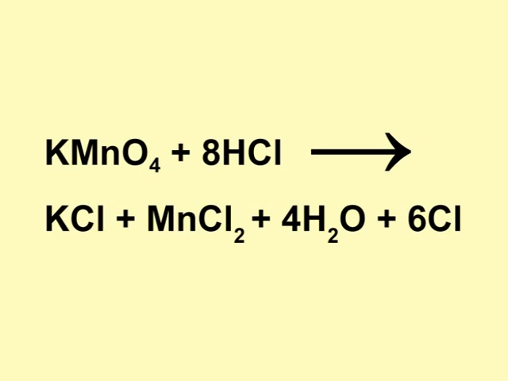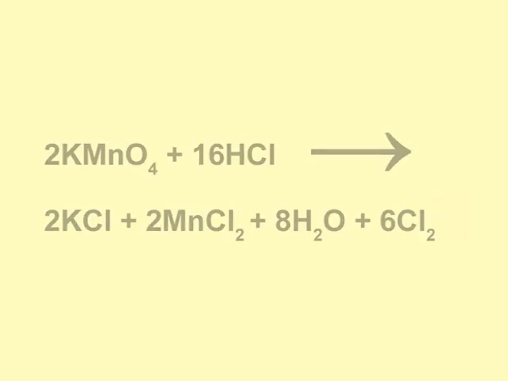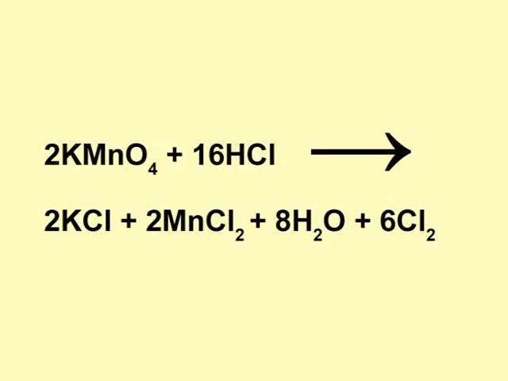Now, to balance chlorine atoms, multiply Cl by 6. We get equation as shown on the screen. KMnO4 plus 8HCl gives KCl plus MnCl2 plus 4H2O plus 6Cl. Now, the shown equation is in atomic form. Let's multiply it by 2. Finally, we get reaction shown on the screen. 2 KMnO4 plus 16 HCl gives 2 KCl plus 2 MnCl2 plus 8 H2O plus 6 Cl2. Now, this is a balanced equation.